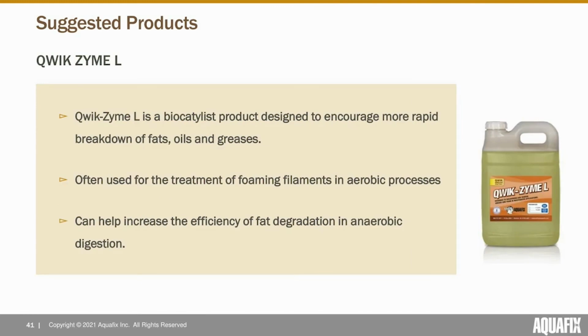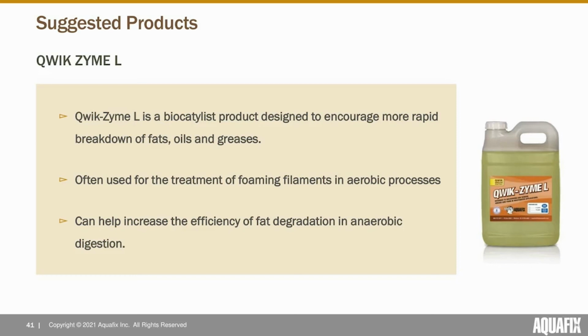All right, so we have our next thing. We have Quiczyme L, another product which we've used widely in anaerobic digesters, and I'll share some data on this in a cream sample after this slide. But Quiczyme L is a biocatalyst designed to rapidly break down fats, oils, and greases. And we use it a lot in aerobic process to correct for foaming filaments, so this could be a nice thing to consider if you see a lot of Microthrix. Quiczyme L is often an effective solution for Microthrix parvicella, which can help prevent the growth of these filaments and prevent feeding into the digester.